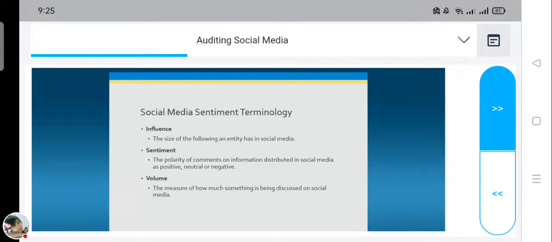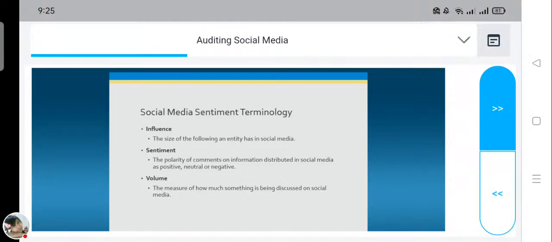And then finally, we have something called volume. Actually, this is also referred to as buzz, or your share of a conversation. If people are buzzing about a topic, that means it's very popular. And so the volume of comments is going to be much larger. So we're measuring how much something is being actually discussed on social media. I've already shown you some tools that you can use to look at trending of topics.